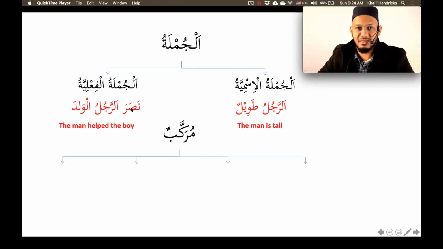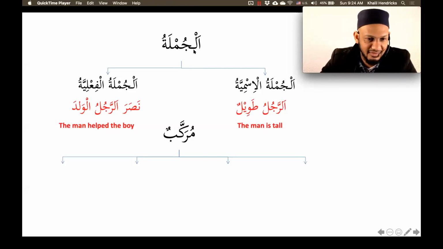Al-jumlatul ismiya, again the same question. What are the two parts, how do they relate, and how do I recognize them? So Bismillah. What are the two parts of Jumlatul Ismiya? Okay, we have Z. Bismillah.